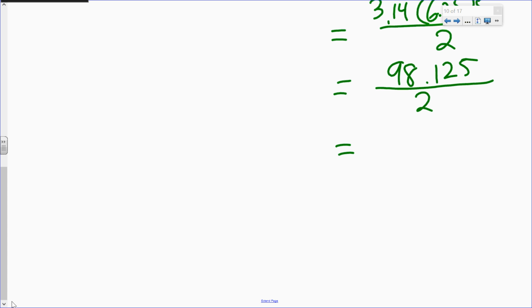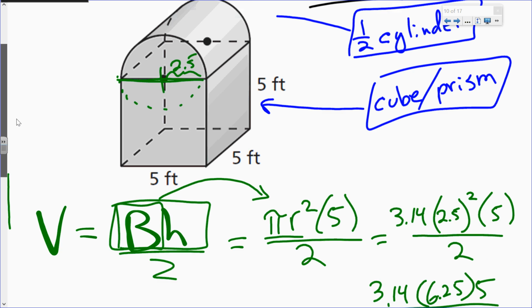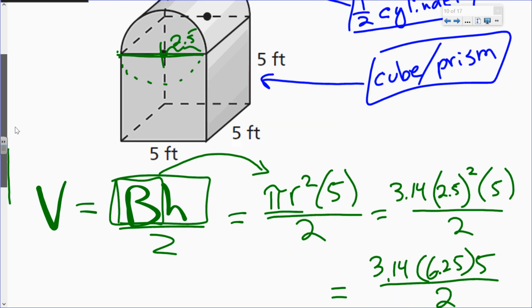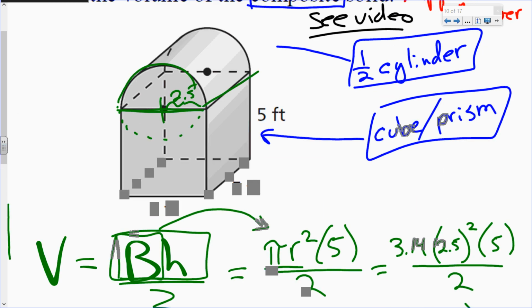Divided by 2, because I only have half the cylinder, it's going to be 49, to the nearest hundredth, the second decimal, 06. Chickens, horses, or termites? We're dealing with volume. One more time. We're dealing with volume of this half cylinder. So what would the units be? What are we counting? Chickens?